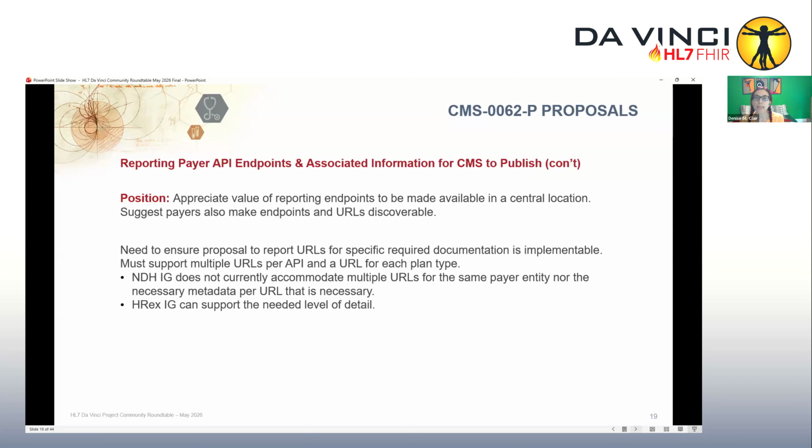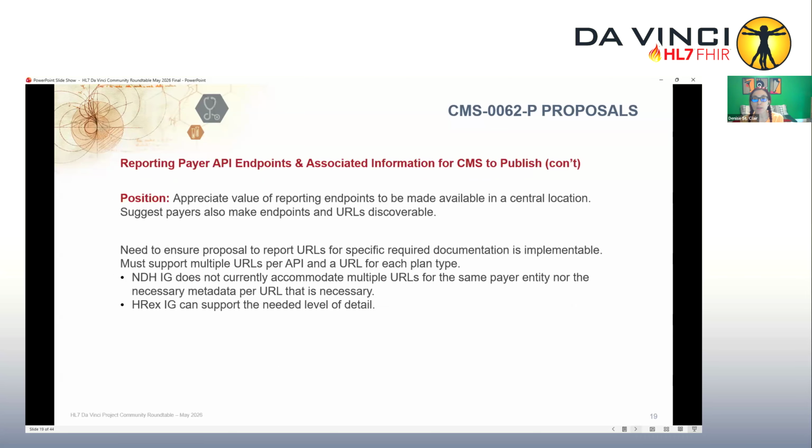And ultimately, the Da Vinci community appreciates the value of reporting endpoints and making this URL information available in a central location, so it's easily discoverable. The community does suggest payers also make endpoints and URLs discoverable, so that there's the opportunity of working directly with the payer and finding it, and/or finding it at the national level through the central location.